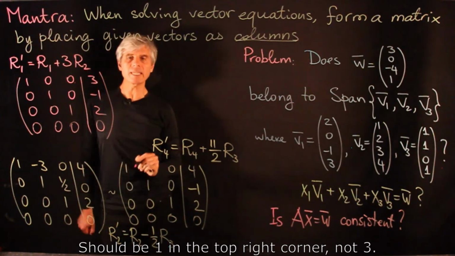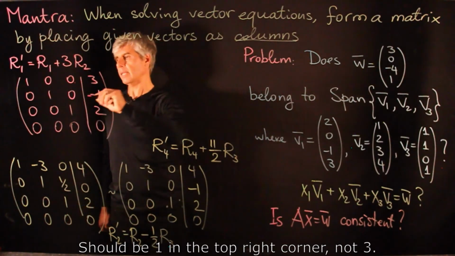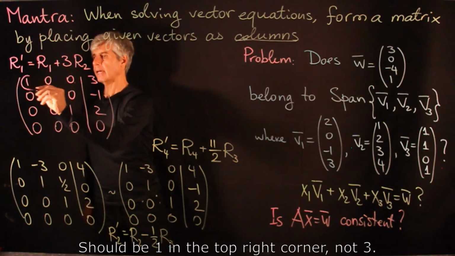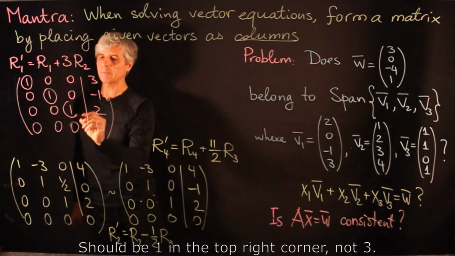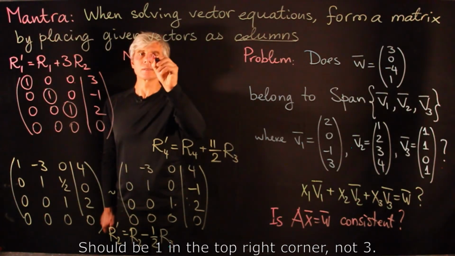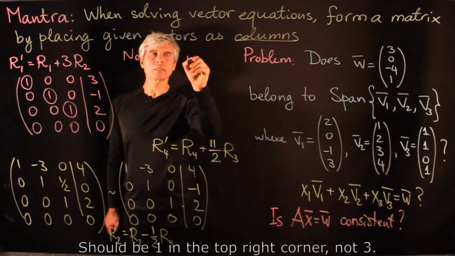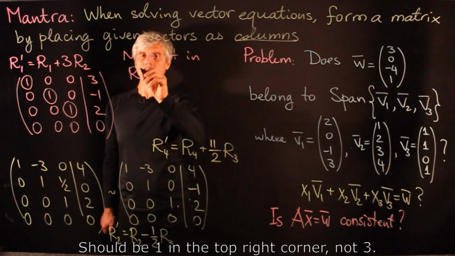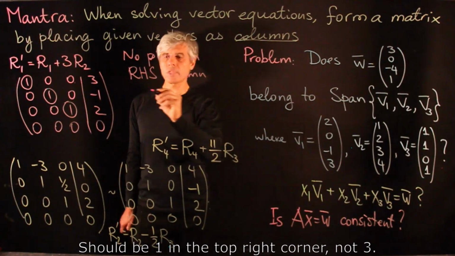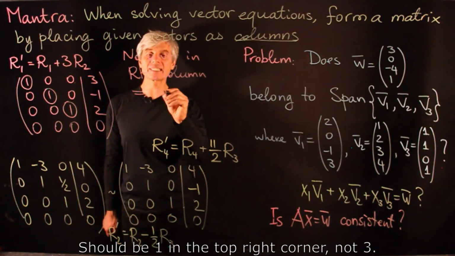So what we see is that now we have reduced row echelon form, and all pivots are in the coefficient matrix. So we have no pivot in the right-hand side column. So this means that the system is consistent.